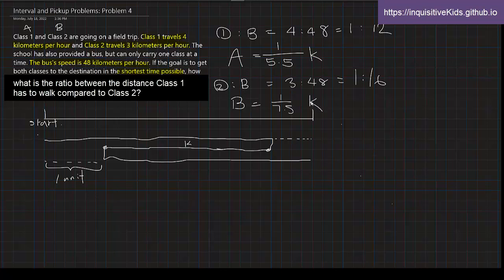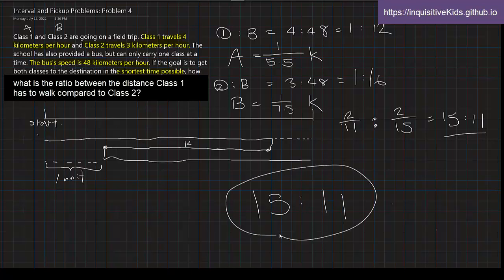Since it's not exactly efficient for decimals to be our denominators, I'm just going to multiply the top and bottom by 2, so we get 2 over 11 and 2 over 15. Simplify that and we get 15 to 11. So with this ratio in hand, our final answer is 15 to 11. That is the ratio of the distance that Class 1 has to walk compared to Class 2.